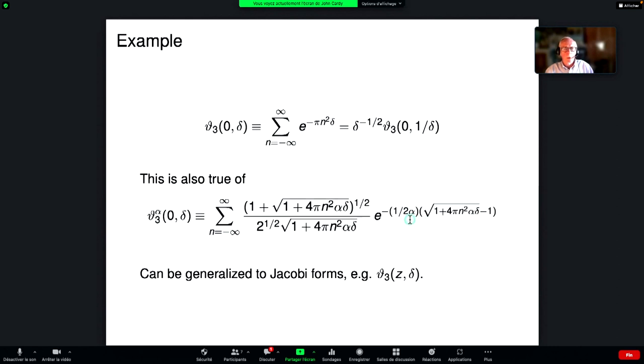But it doesn't enjoy the same periodicity under tau goes to tau plus 1. Because, of course, all these exponentials here are now irrational functions of delta.